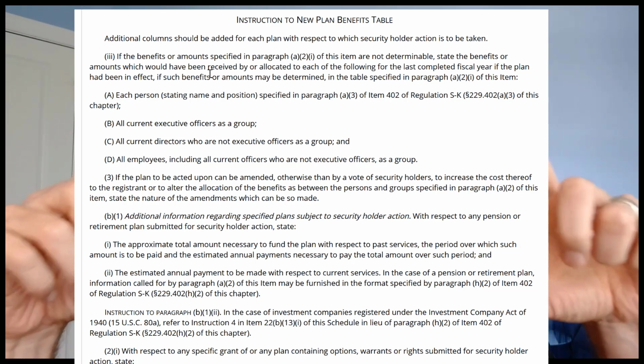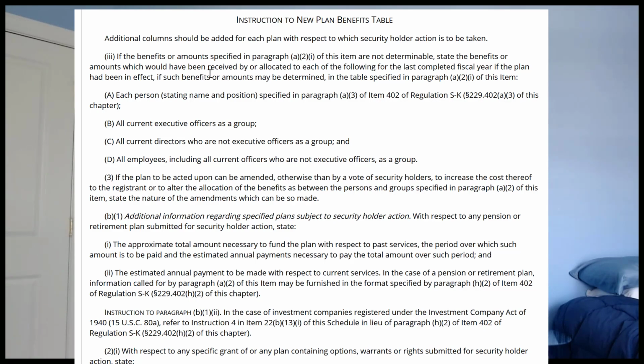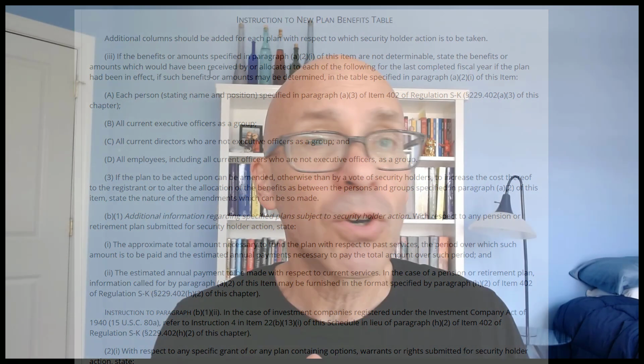But under this broad instruction to the table itself, if you're going to have more than one plan on the ballot, you're only going to have one table in your proxy. You just add more columns to the table to add in the information for all the different plans that will be voted upon. That's something to note.